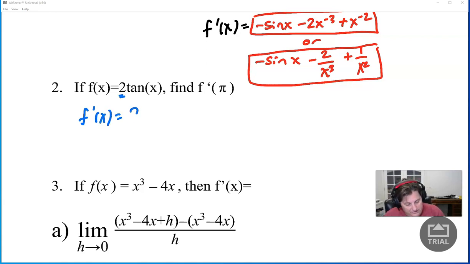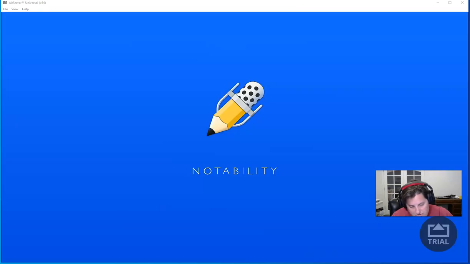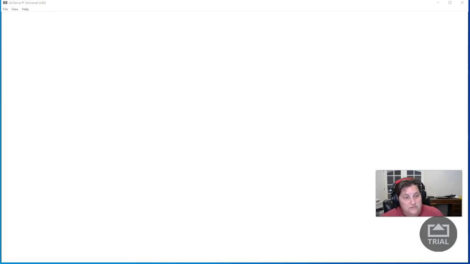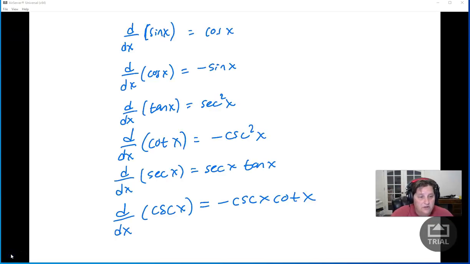Okay, now for this next one, you guys know we can find the derivative here. 2 is a constant, so that's going to stay in front. And we have our trig derivatives. We kind of talked about this already. These are going to be on the board for you when you take your test. Let me just pause this and write them down real quick. Okay, so here's a list of all our trig derivatives.